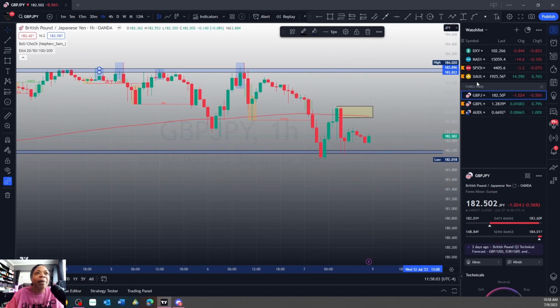It looks like all the pairs that I trade are at an area of interest, and we need to wait that out and see what it's going to do before we make any decisions on getting into a trade. So that's just my analysis on what the market looks like currently, opening for Monday morning.